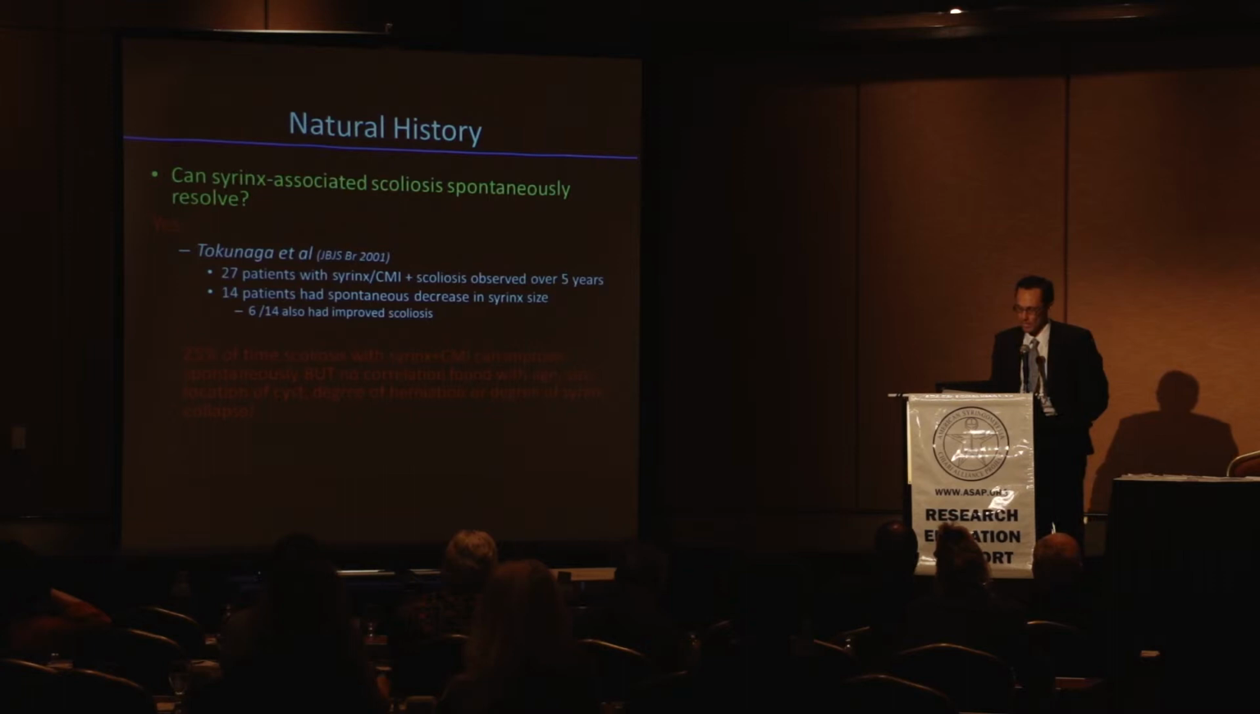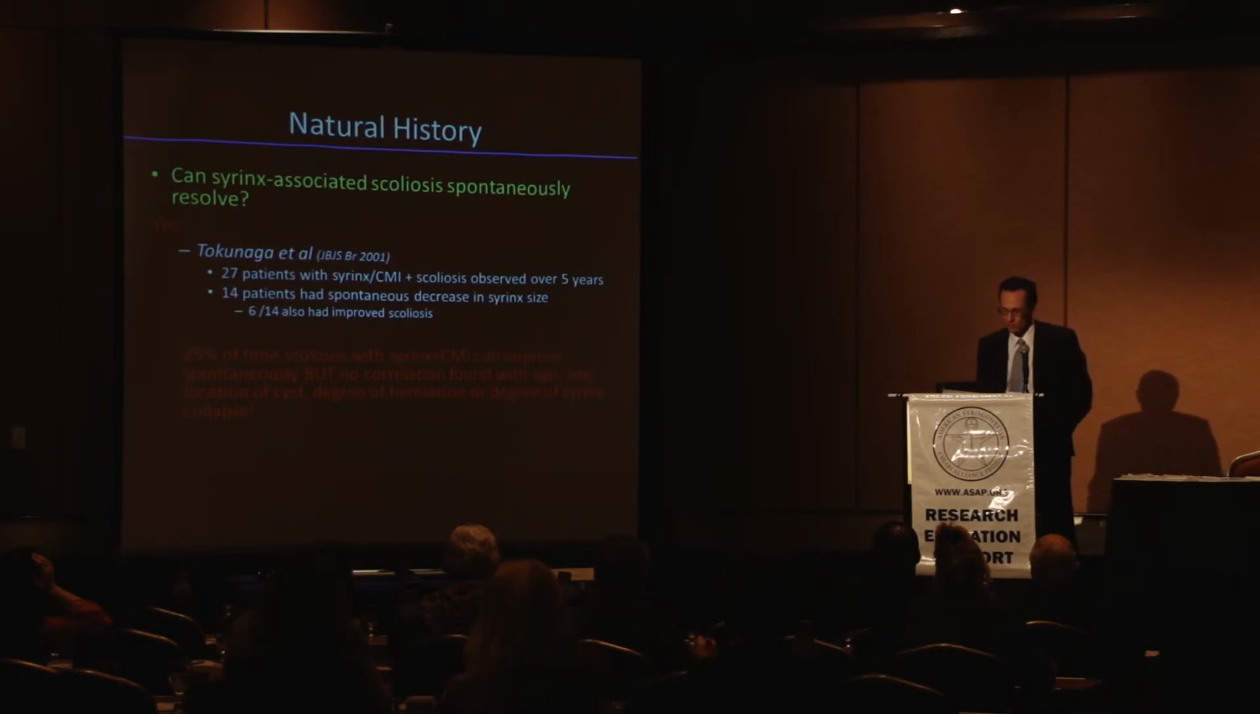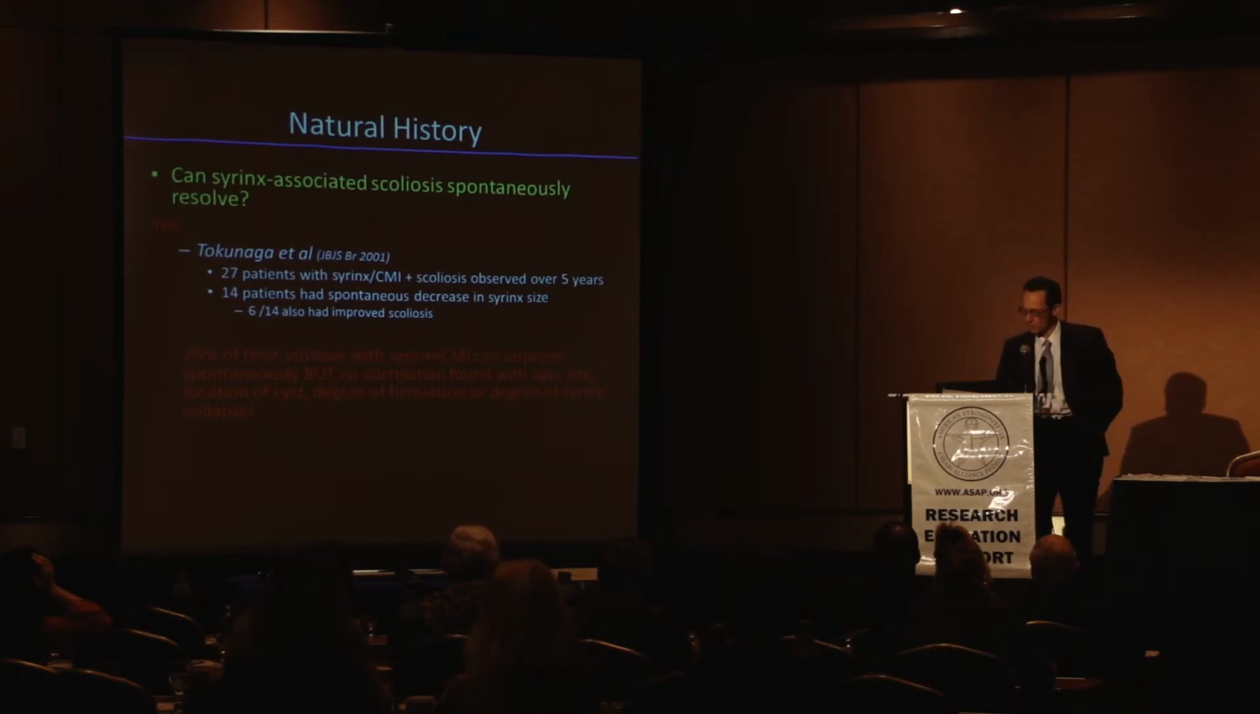So what's the takeaway? Well, 25% of the time, scoliosis with syrinx association can spontaneously improve, but we're no better at predicting which patients that will occur in. We don't know if it has to do with the location of the cyst, the degree of herniation, the size of the syrinx, or its collapse.